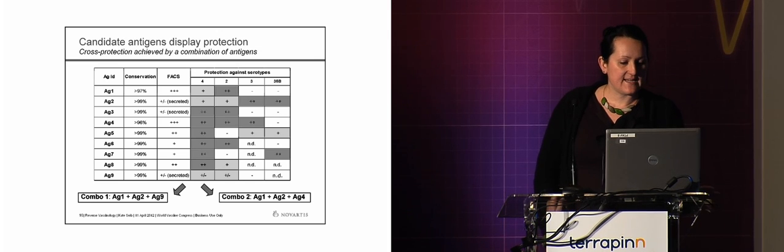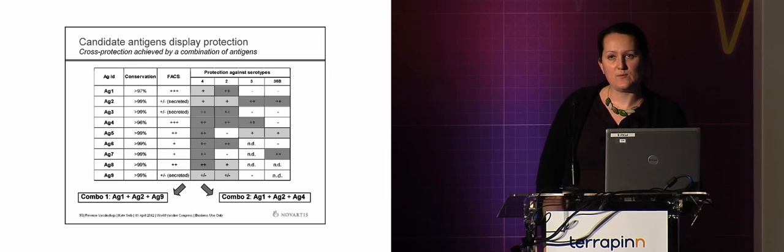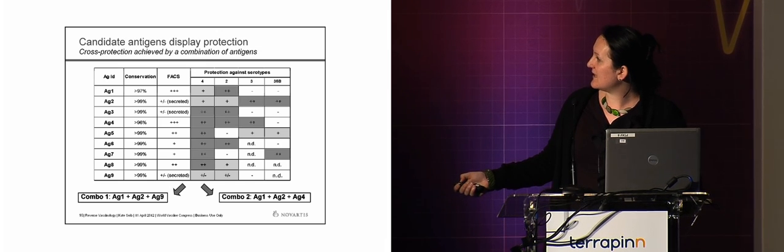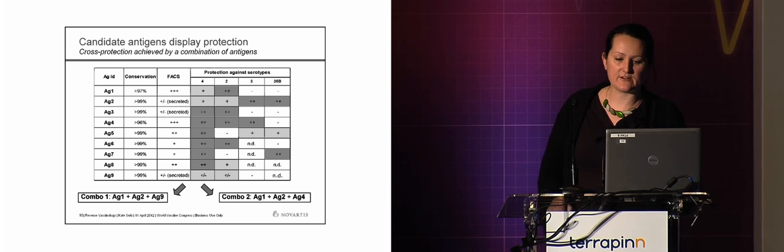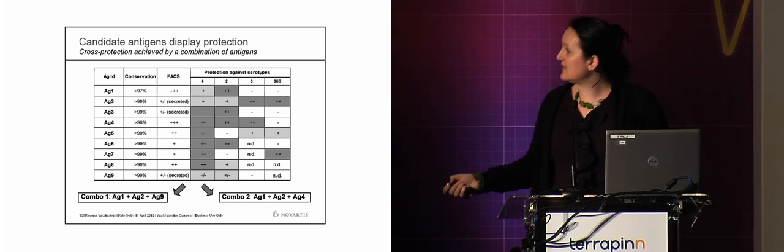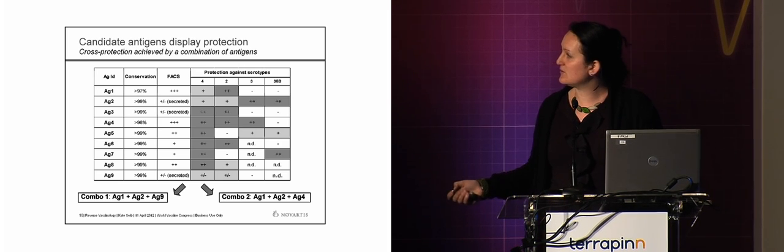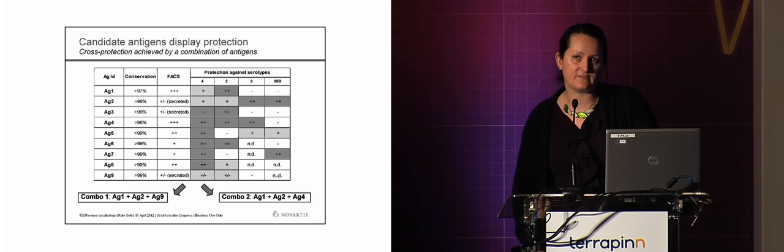And here you can see a summary of all these screening approaches, and several antigens were identified that were well conserved between the different serotypes, that were surface exposed, and that gave protection against at least one of the different strains from at least one of the different serotypes. However, further investigation and evaluation of these antigens revealed that the best approach to achieve a broad protection against lots of serotypes was a combination of several of these antigens.